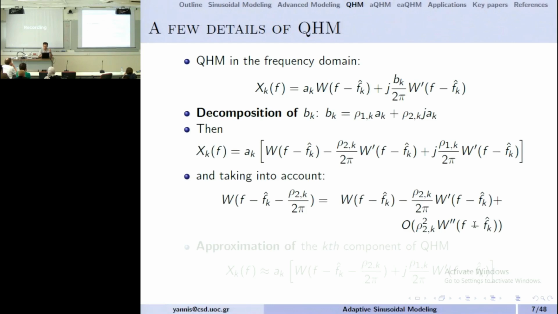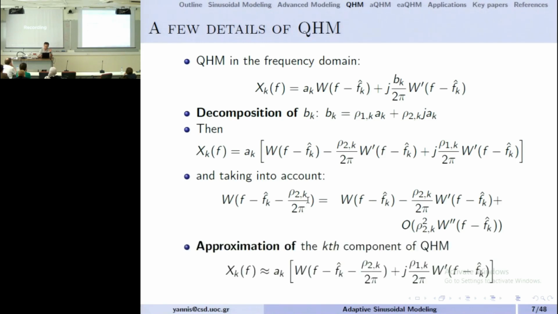Okay, so now we recognize we have this term here. We have this. Now, if this term is small, then I can replace this part by this one, correct? So if we say that this is so small, we can throw it away, then we can rewrite this approximated by this one, just because we replace these two terms by this term.